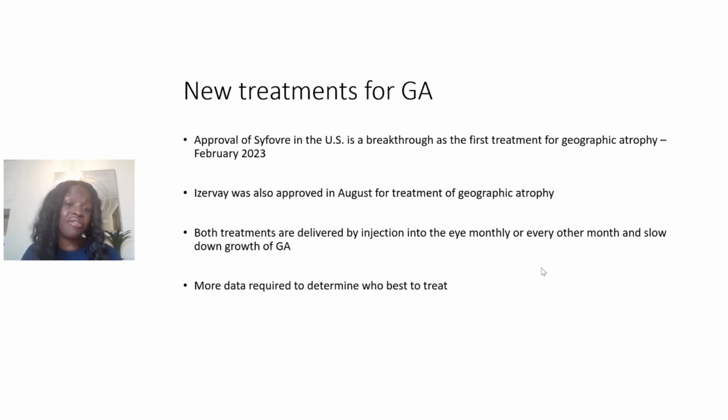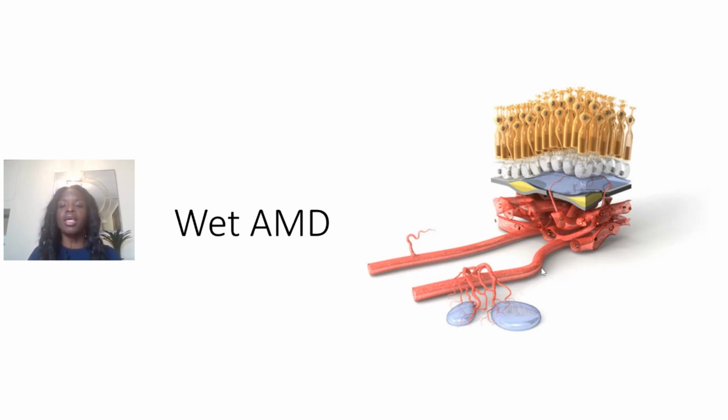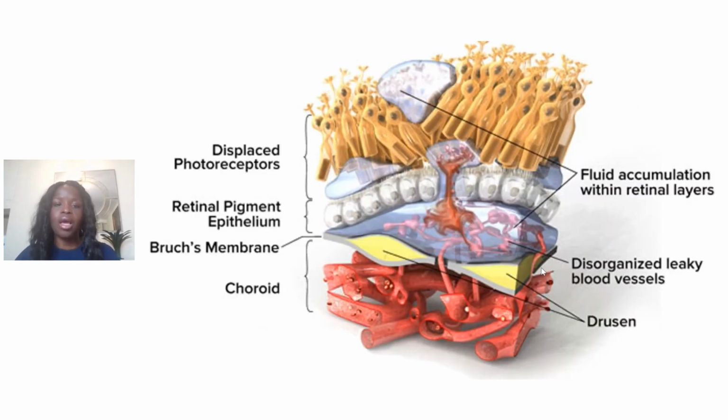Both treatments are delivered by injection into the eye every month or every other month, and the idea is to slow down how quickly that black area, that geographic atrophy area, grows to get to the fovea. But we still need to understand more about these treatments and who's best to treat and who will gain the most from these treatments. Wet macular degeneration is the other type of late-stage macular degeneration.